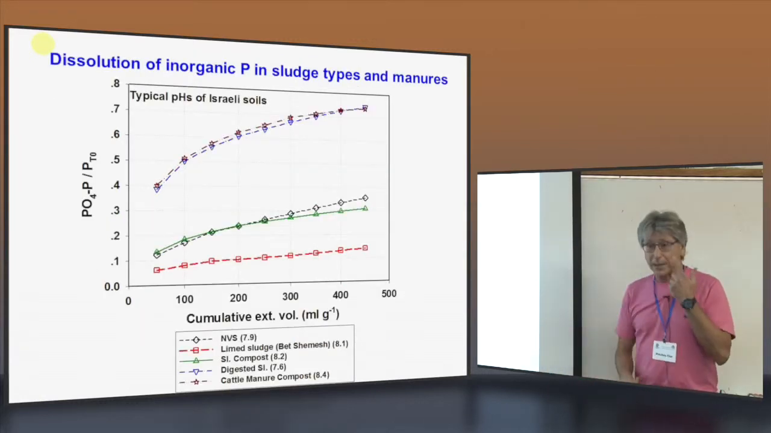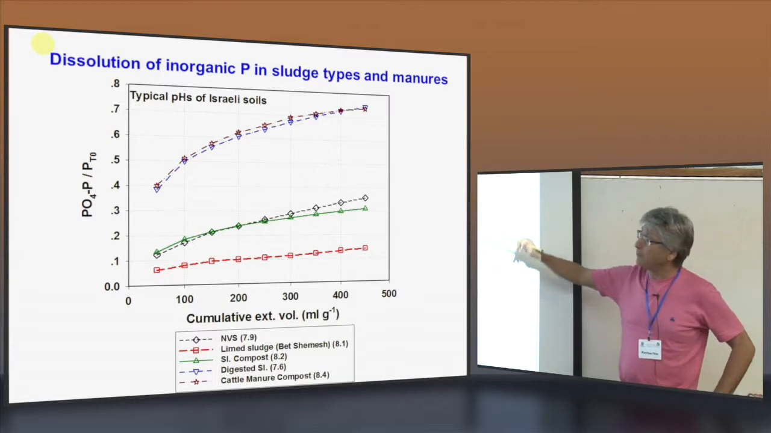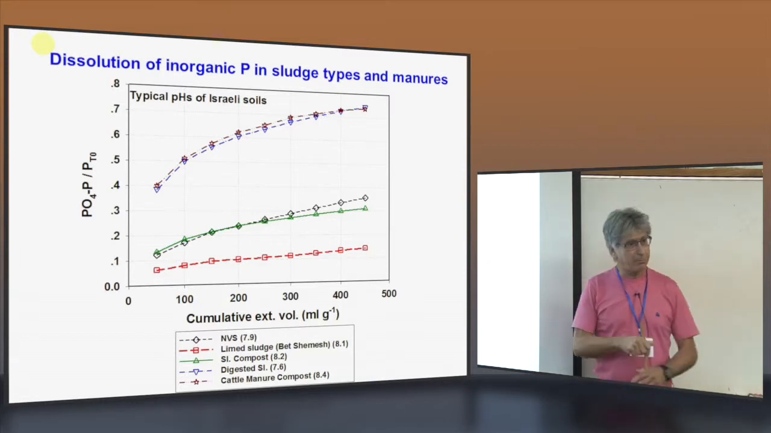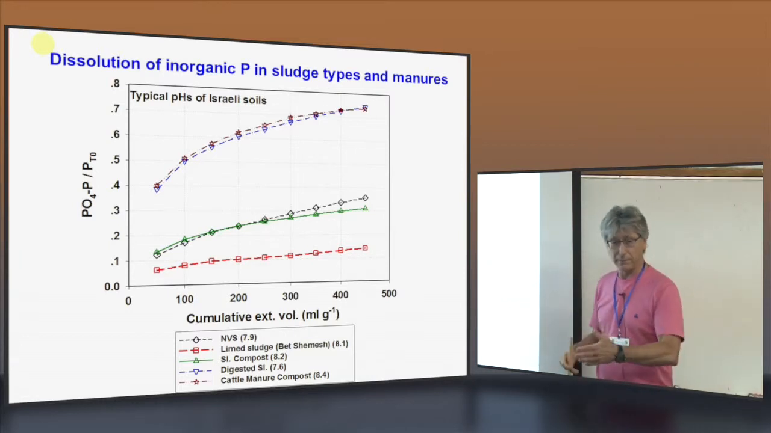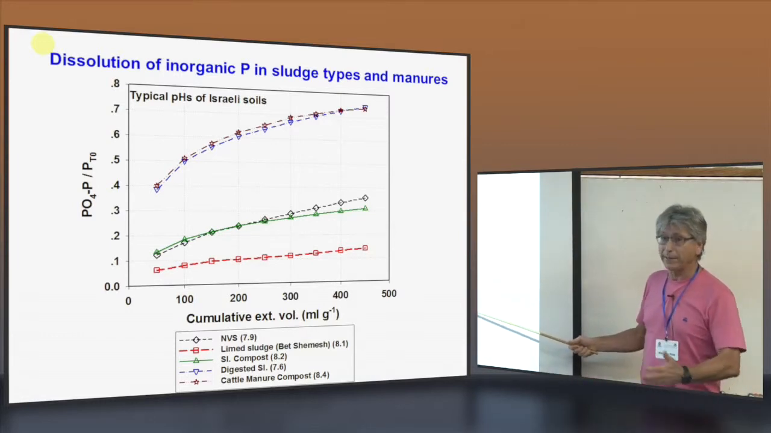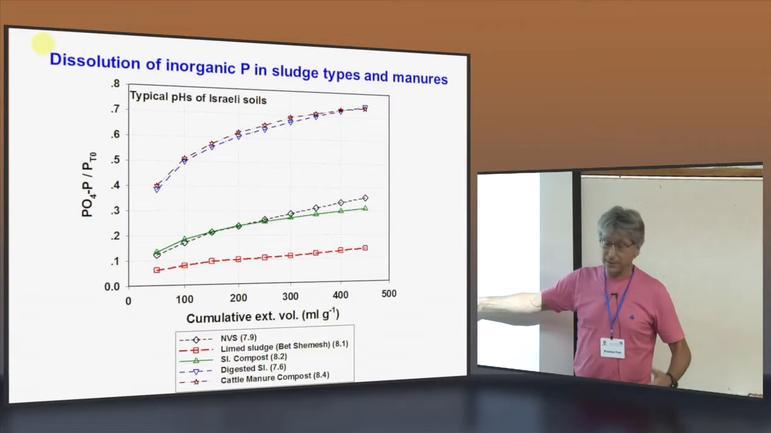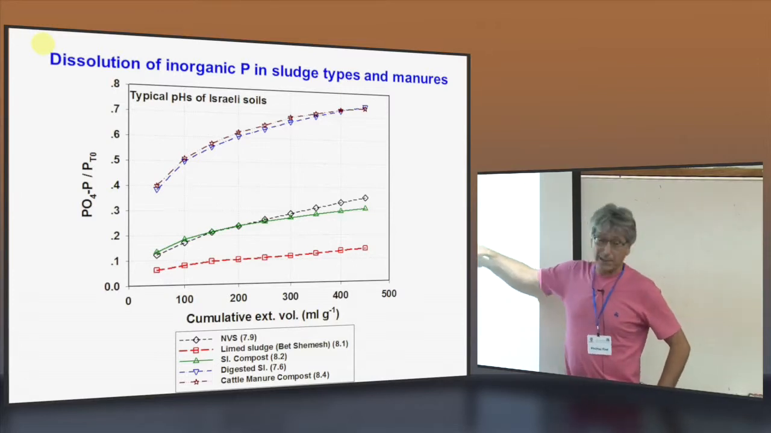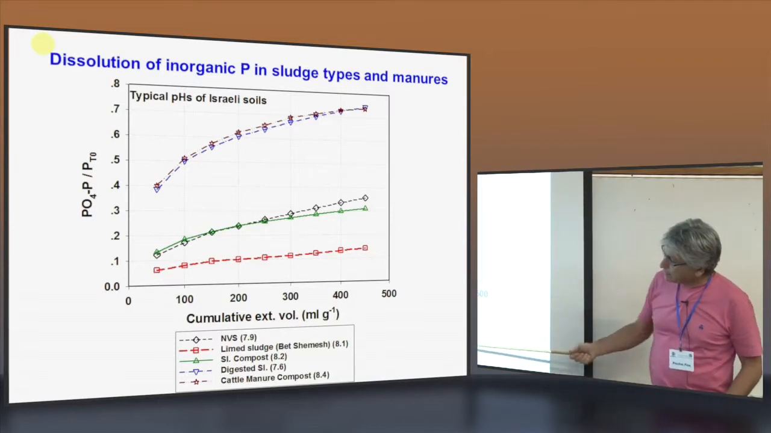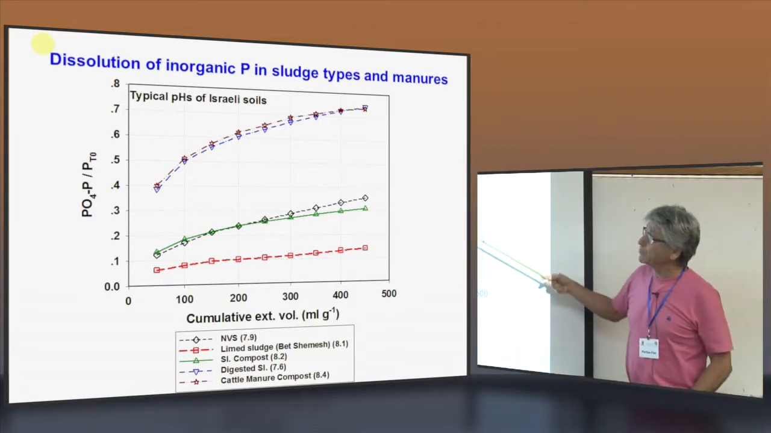Looking at percent solubility, what we did is we took different manures, I'm only showing several, and we extracted them repeatedly. Each week we replaced the solution in deionized water. Altogether we had a ratio of 400 milliliters per gram, cumulative, removed the material, and measured phosphorus. And this is the percent solubilization at approximately soil pH. You see 8.2, 7.6, 8.4 for different manures. What manures do we have here?